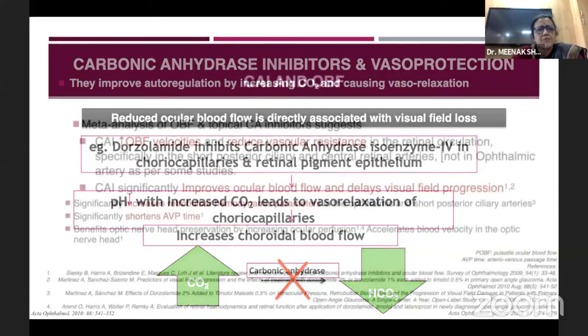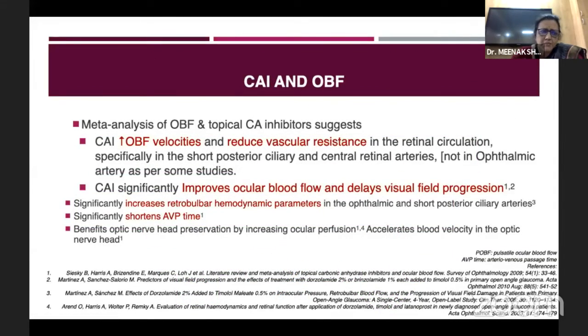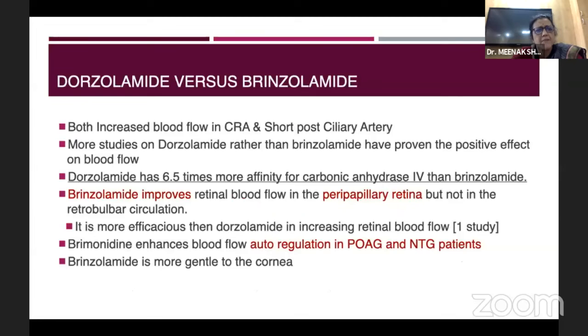There are many studies, more studies have been done on dorzolamide, and a meta-analysis of the same has put forward that there are increased blood flow velocities and decreased vascular resistance in the retinal circulation by using the CAIs. They also improve the ocular blood flow and delay the visual field progression. They also shorten the AVP time.